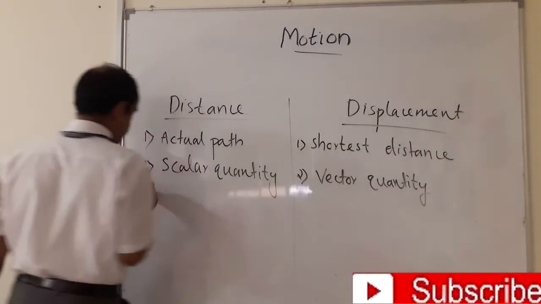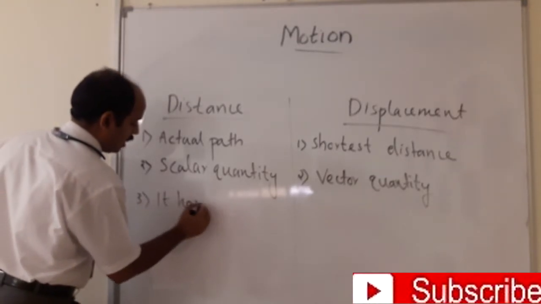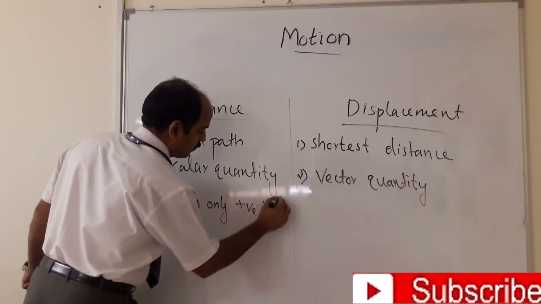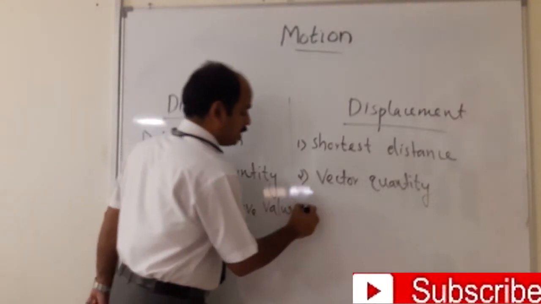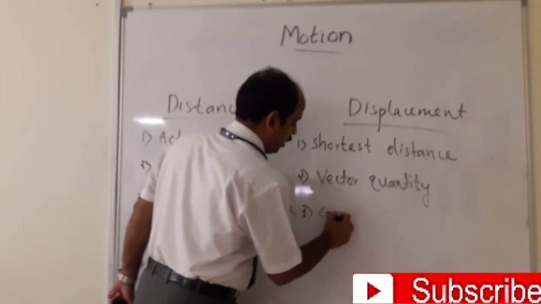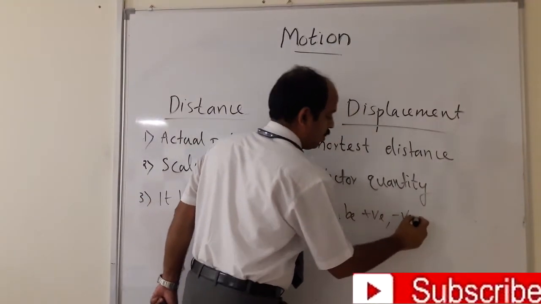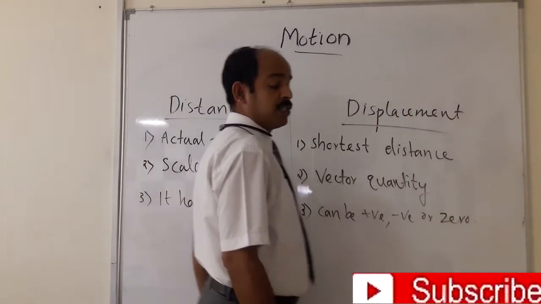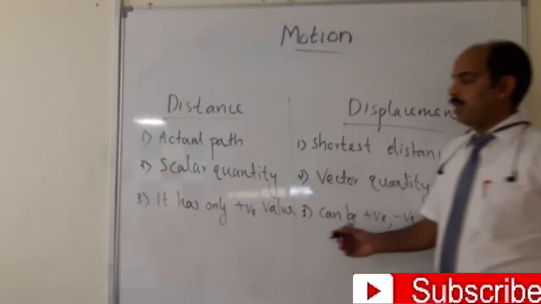Then what is the third difference? Distance has only positive value. Okay, it has only positive value. What about the displacement? It can be positive, negative, or even 0 also. Okay, even 0 also. Positive, negative, and 0 values. Okay, then the fourth one.